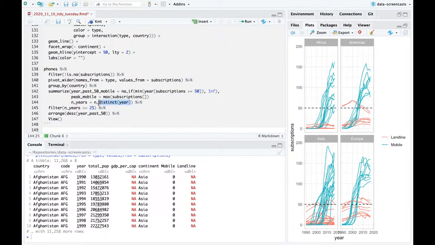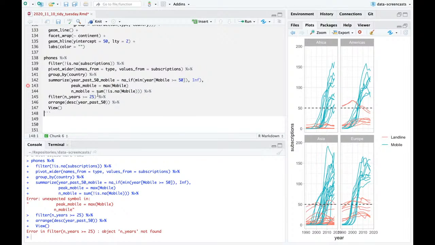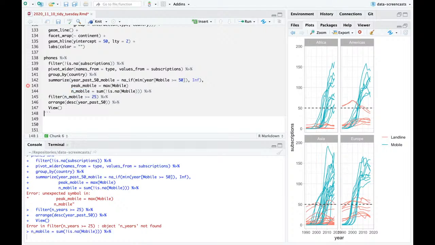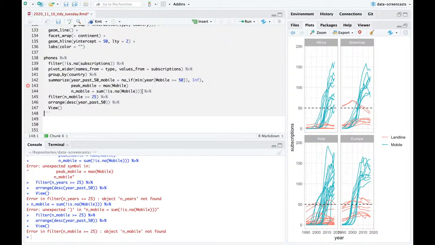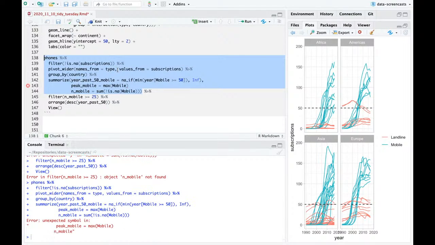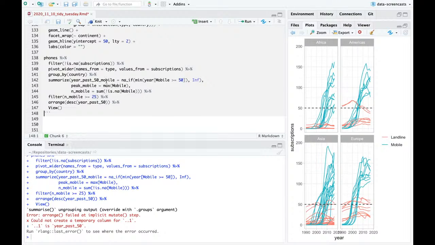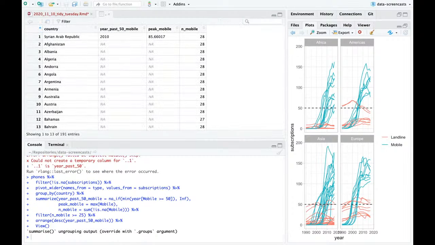So this is wrong too. N mobile, sum not is in a mobile. That's the way I say how many non-missing values are there. And I change this to mobile. And I change this to peak mobile. And I change N mobile to this. And I keep working on it because I'm going to get it one day. There's my missing comma. And then change, there we go.